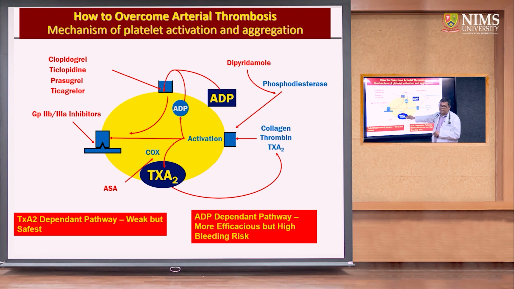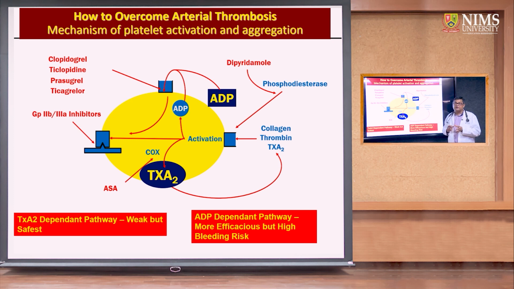this COX pathway. But suppose you want to block the whole thing, then you have to block the final common pathway. This is the GP2B3A receptor, and that is the final common pathway. So you use GP2B receptor antagonist, then you can block, irrespective of whether these pathways are blocked or not, it will block the thrombus formation. Unfortunately, the problem is these drugs are IV drugs, so you cannot give them orally.